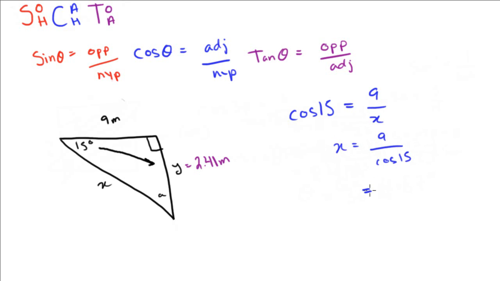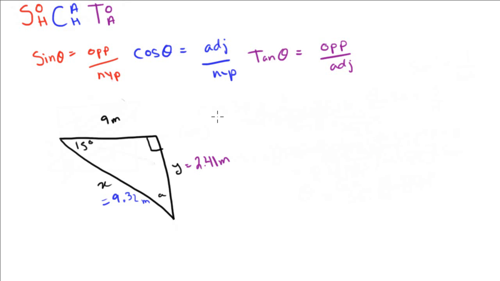Putting this in your calculator, 9 over the cos of 15, we get 9.32 meters. And that's it. We've solved for x. Having solved both sides, we can now move on to solving the last angle, which is A.